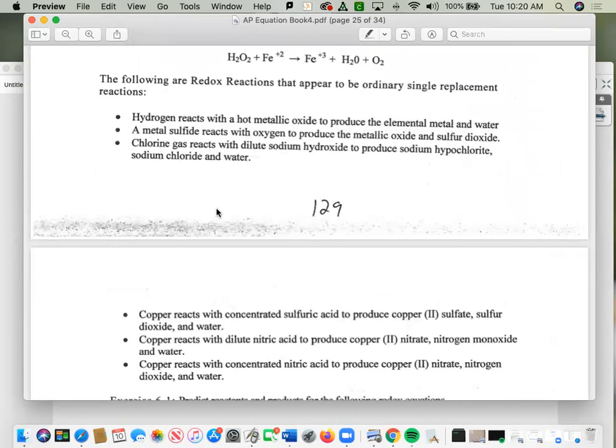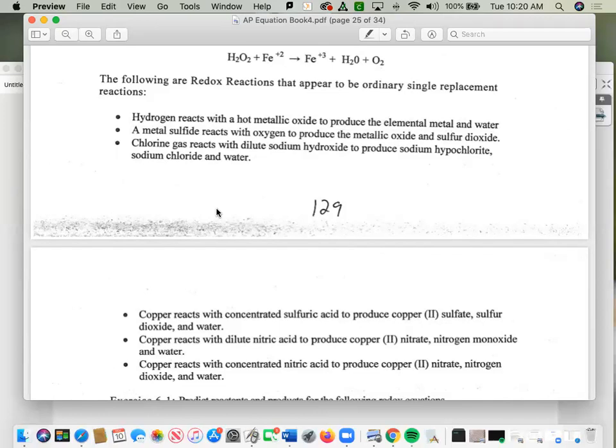And I say that because they're the ones you see a lot of. Hydrogen reacts with the metallic oxide to produce the metallic element and water. Well, that's just a single replacement reaction. We actually had one of those last week in our reaction predictions. A metal sulfide reacts with oxygen to produce the metallic oxide and sulfur dioxide. We had this 2 weeks ago in our reactions.